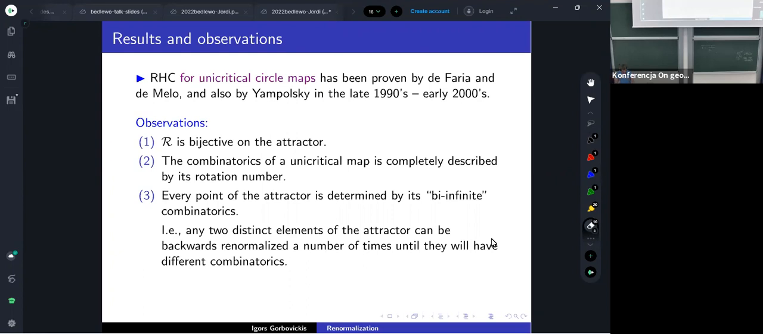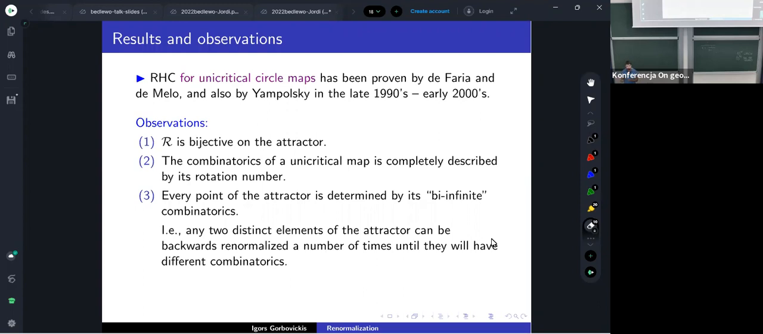the rotation number. So in other words, when I say that the point of the attractor is determined by infinite combinatorics, in particular, I mean that if we have two different points of the attractor, the right parts of their bi-infinite sequences can match, which means that they have the same rotation number and they have the same combinatorics. But if these are two different points of the attractor, then somewhere in the backwards, so in the left part of the sequence, there will be differences.